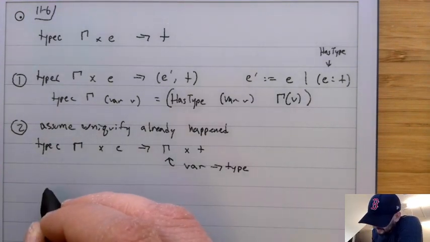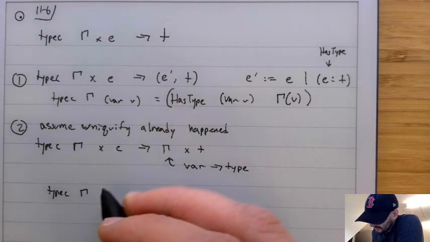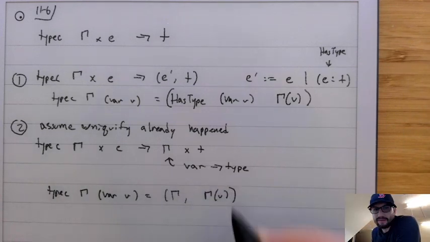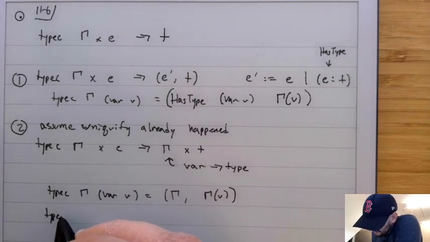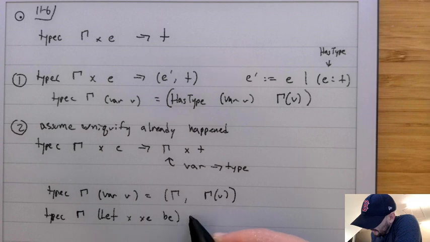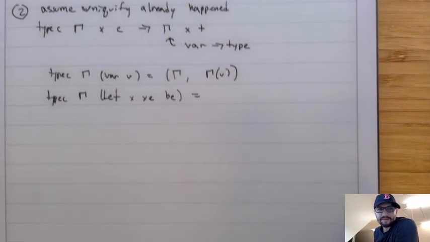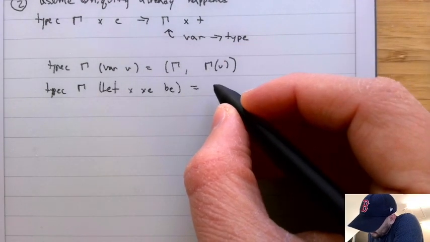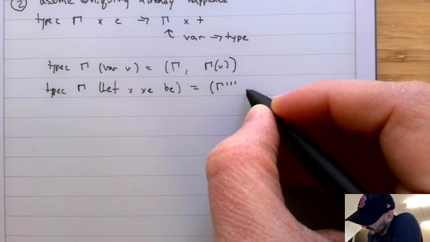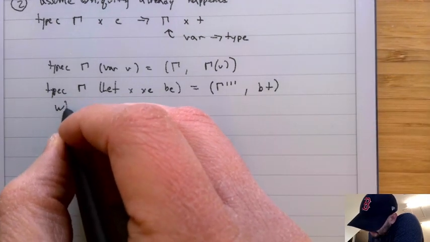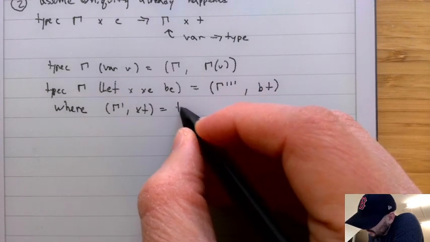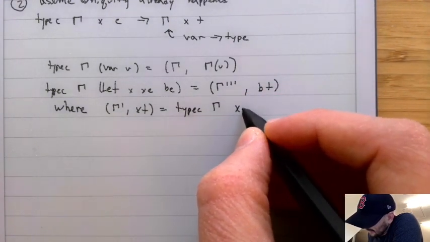And so our rules would say something like this. When we type check gamma variable v, it's going to return a pair of that gamma and what gamma says v's type is. But then when we look at a rule like, you know, a type check of a let, where we have let x, xe, be, it's going to look something like this. It's going to return gamma prime prime, I think. Maybe it'll be prime prime prime. And the body type, where gamma prime, the x type, is equal to calling the type checker with gamma and the x expression.